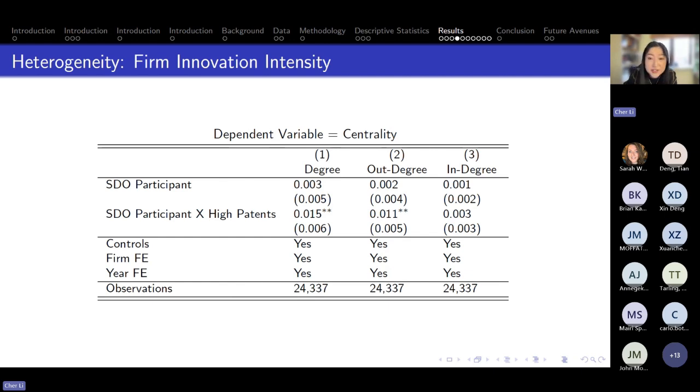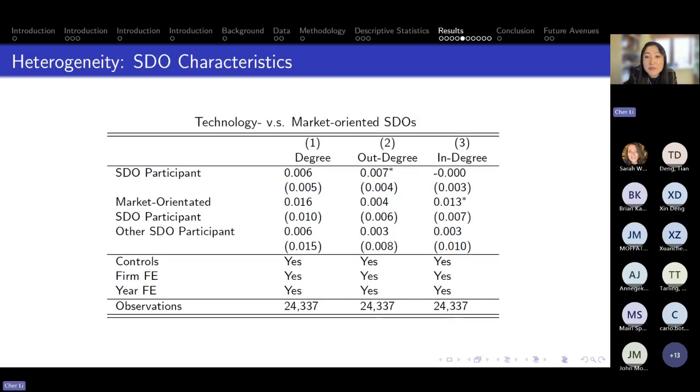And we then further ask the question, does this impact depend on some other firm-level factors? To explore this firm-level heterogeneity, we examine particularly a firm's patenting intensity. In other words, does it depend on how innovative a company is? And the simple answer is yes. So firms with high patent intensity see a significant increase in both the overall and their out-degree centrality when they engage in SDOs. And then we look at some other contingencies based on the features of the SDOs.